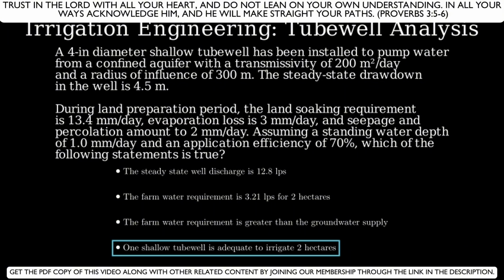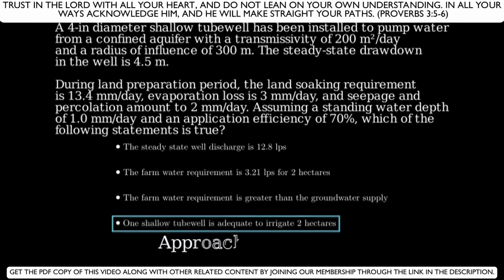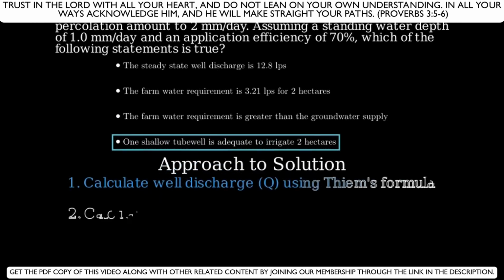During the land preparation period, the land soaking requirement is 13.4 millimeters per day, evaporation loss is 3 millimeters per day, and seepage and percolation amount to 2 millimeters per day. Assuming a standing water depth of 1.0 millimeter per day and an application efficiency of 70%, which of the following statements is true? To solve this problem, we need to work it out in two parts.